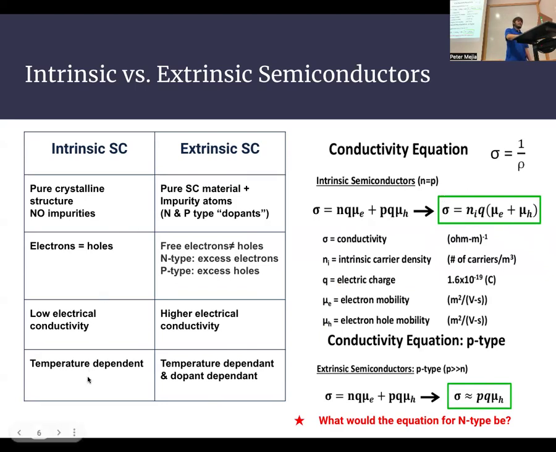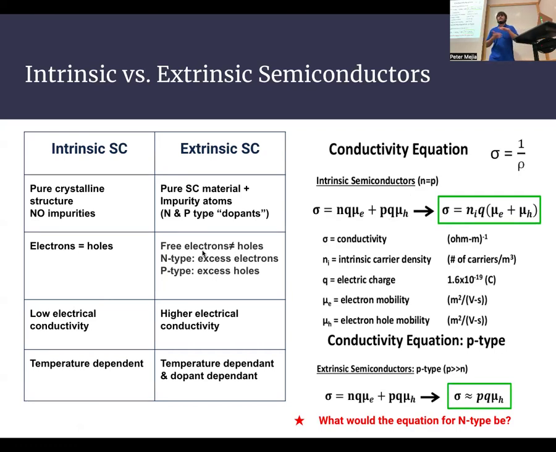And so intrinsic semiconductors also have a low electrical conductivity, especially compared to extrinsic, and they're also temperature dependent. Now, extrinsic semiconductors are what we were talking about earlier, when you add impurities on purpose. Because of the impurities, you now don't have the equality of electrons to holes.